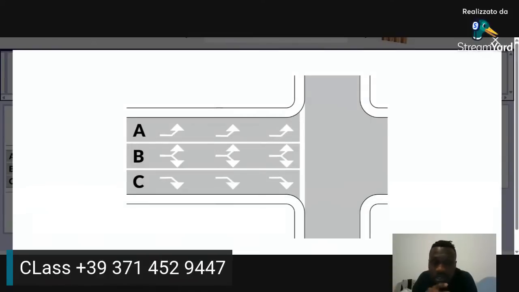Okay. Now this one, the answer is falso, because lanes A, B, and C, each one is going in a direction. Watch it carefully. Each one is going in a specific direction. The A is going to the left alone. The B is going to the left and to the right. But the C is going only to the right side. So that is the reason why the answer of this one is falso.